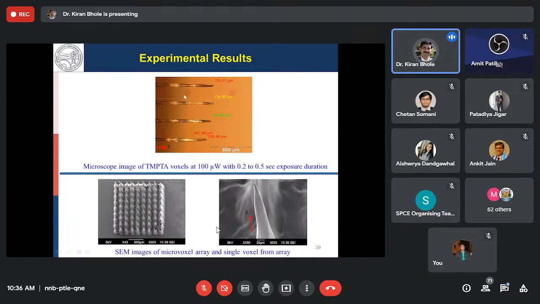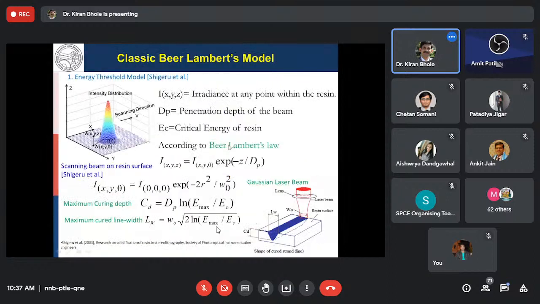We have observed these voxels under the optical microscope, and the different cure depths are obtained, and you can see this particular structure here. This is the area of the micro voxels which are obtained here, and this area of micro voxels is again characterized through the scanning electron microscope along with the optical microscope image here. Now, what is the basic thing here in the case of bulk lithography? A lot of multi-physics is involved in this particular process.